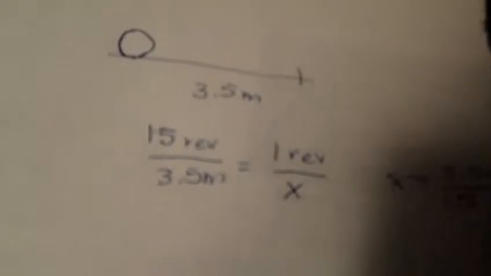Okay, we do a little cross multiplication and we find x is equal to 3.5 meters per 15 revolutions. I even brought a calculator today. 3.5 divided by 15, and it should be 0.23 meters per revolution.